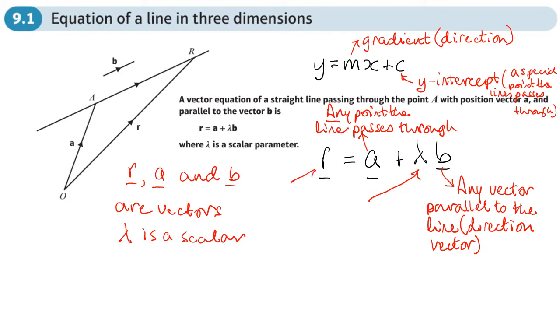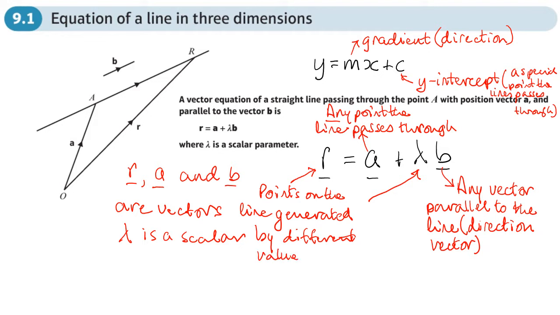So R is basically any point, or these are points on the line generated. Let's write that down. So R: points on the line generated by different values of lambda. So really my arrow should be pointing to here. So we stick in values of lambda, we get values of R and they're points on the line.